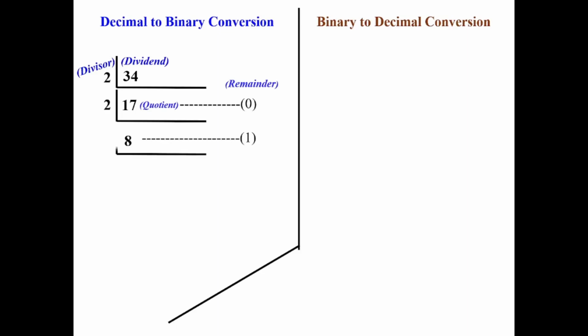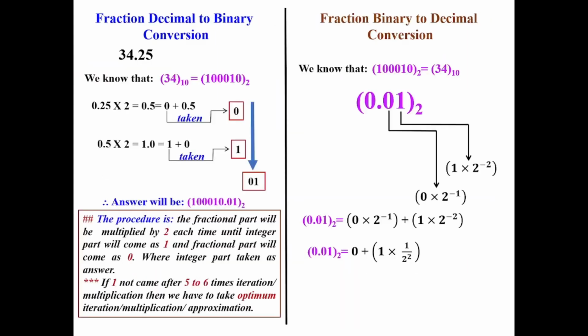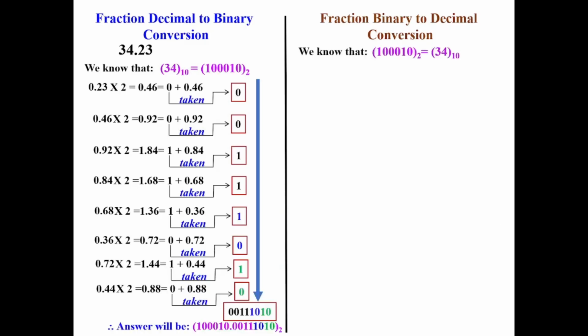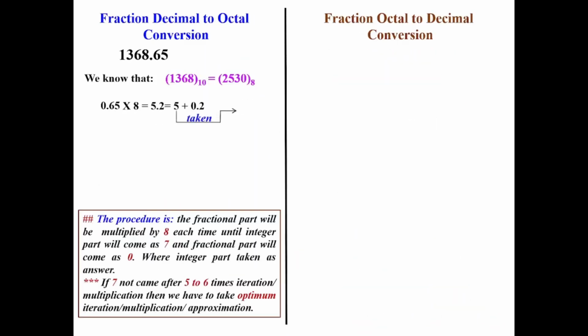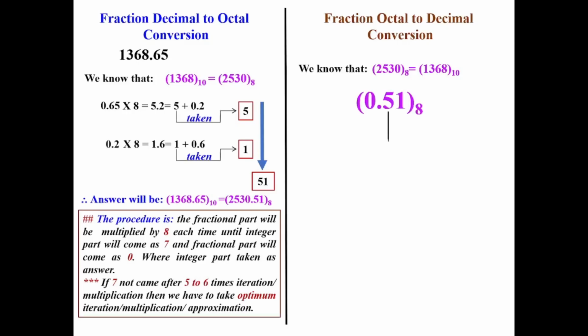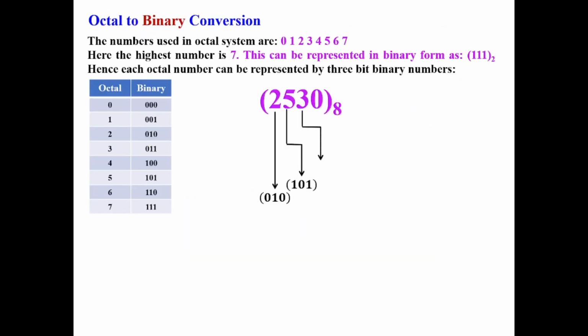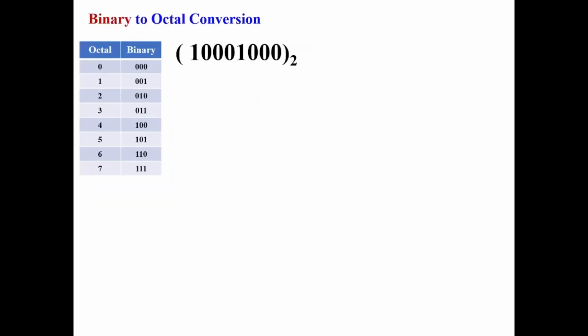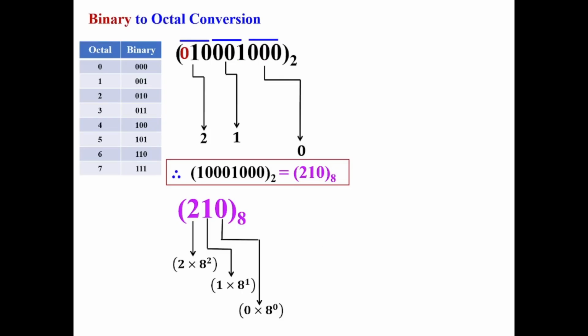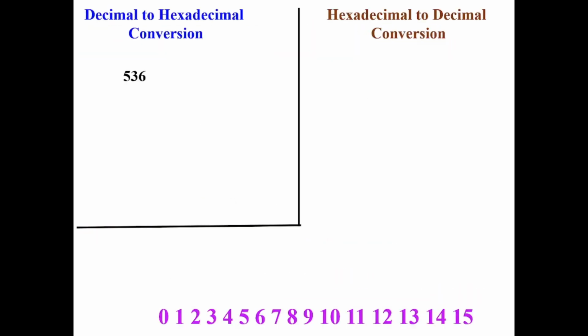These things we already discussed in our last three classes. Fractional decimal to binary conversion we discussed in detail. Then fractional octal to decimal and fractional decimal to octal, these things we discussed in detail. Last class we discussed octal to binary conversion and binary to octal conversion. In this class, we are going to discuss decimal to hexadecimal conversion and hexadecimal to decimal conversion.